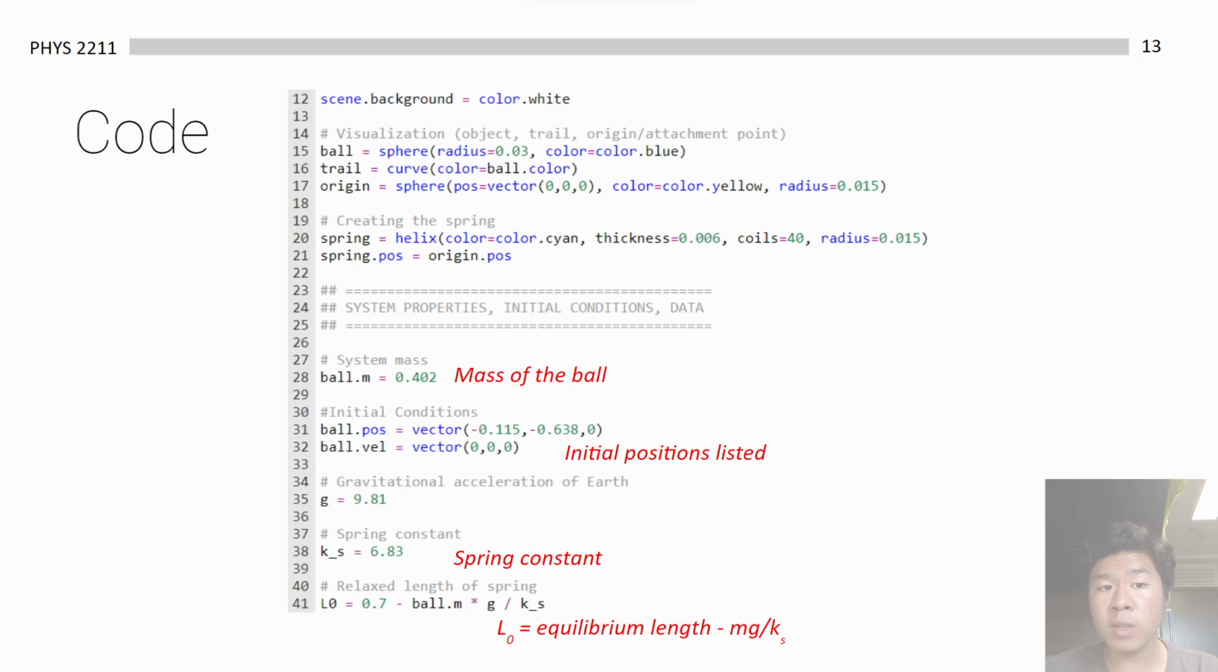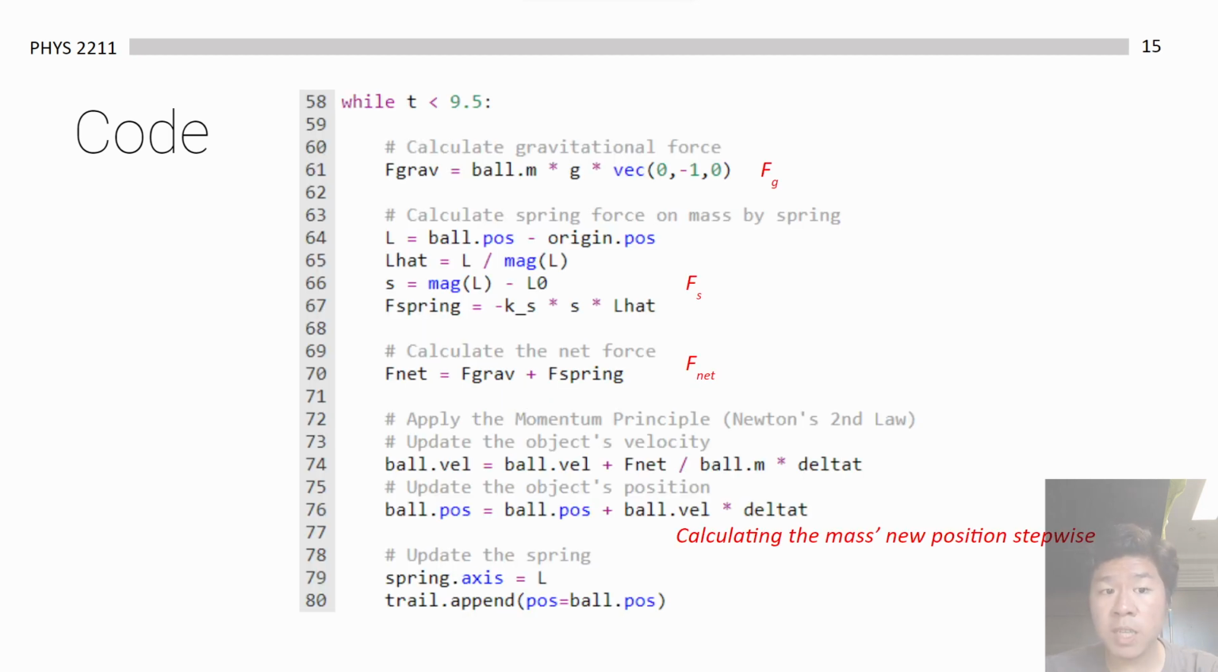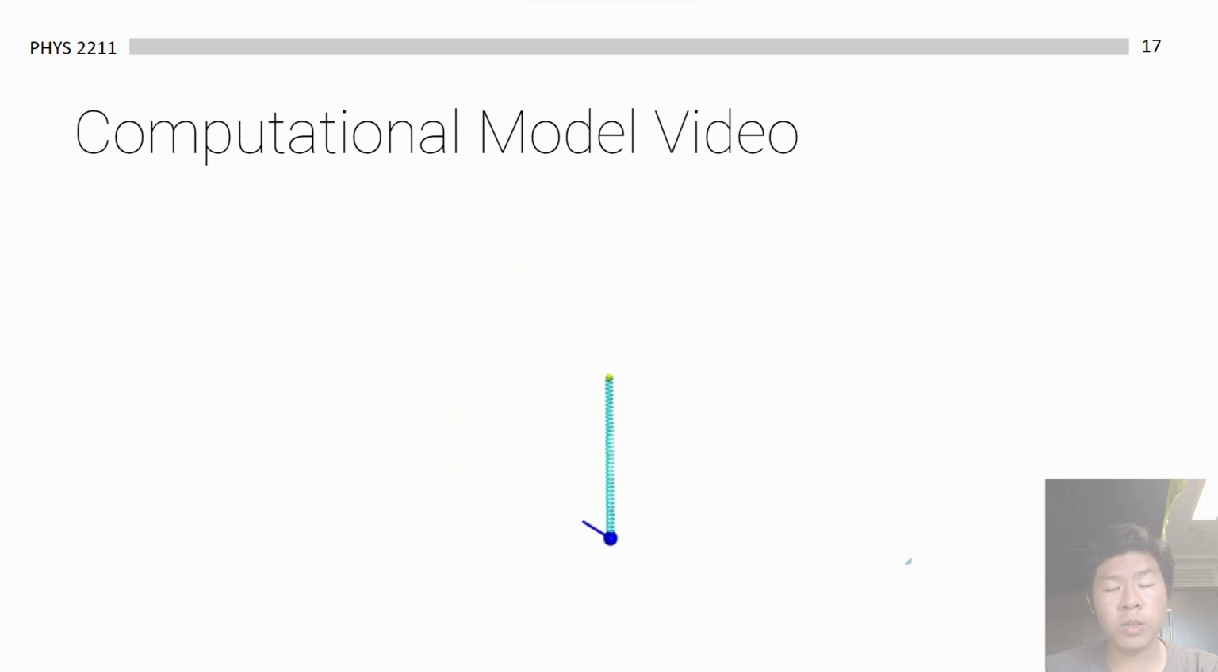And for the code that I wrote for the computational model, I first used the mass of the ball, the initial positions, as well as a spring constant. I used the equation of the relaxed length as equal to the equilibrium length minus mg over the spring constant. And then here are my time calculations. Then I used the position update formula to calculate the mass's new position here. And then I calculated the different energies of the system. And then I printed the information of the different energies and the different characteristics of the system for every single frame.